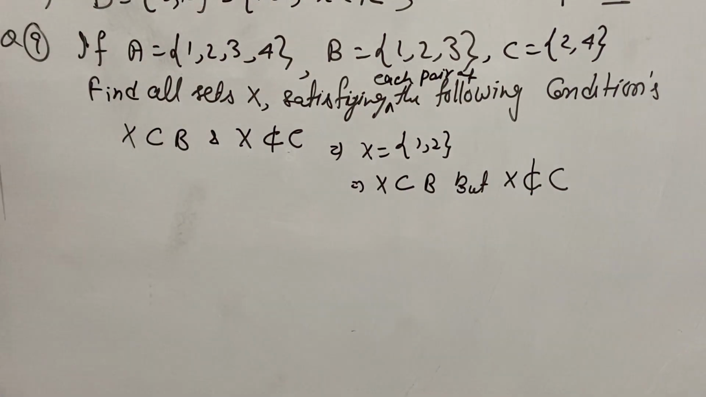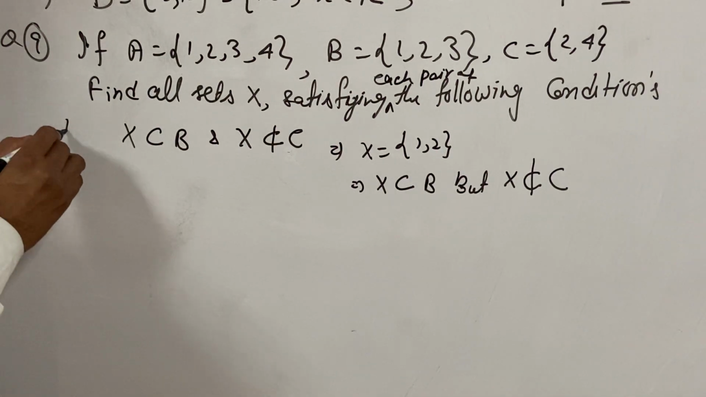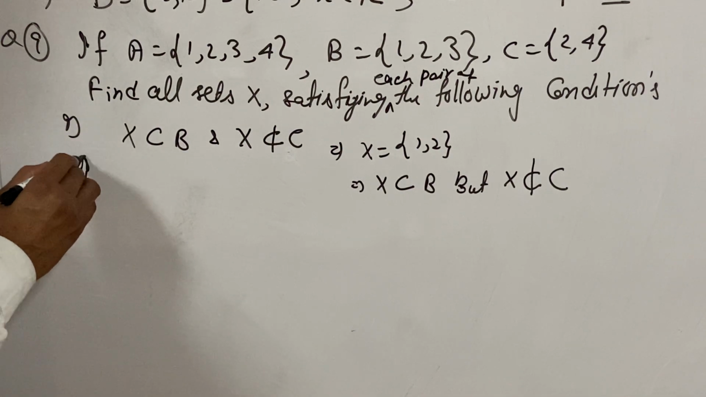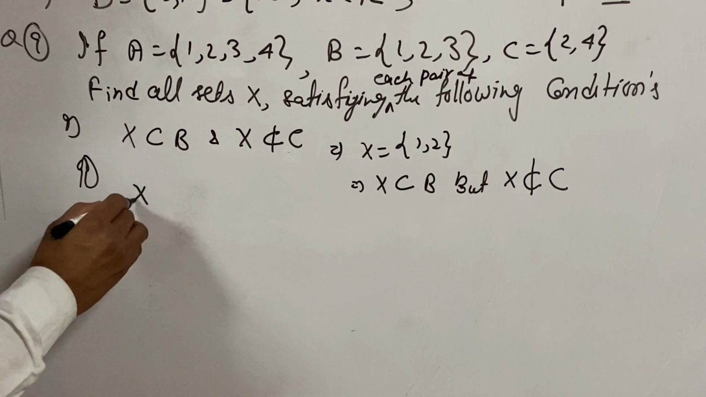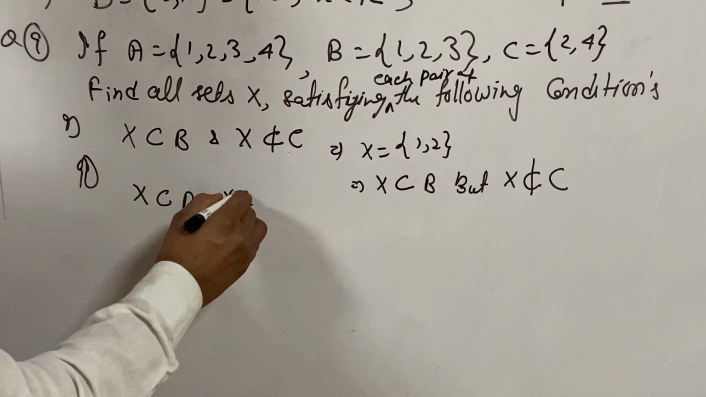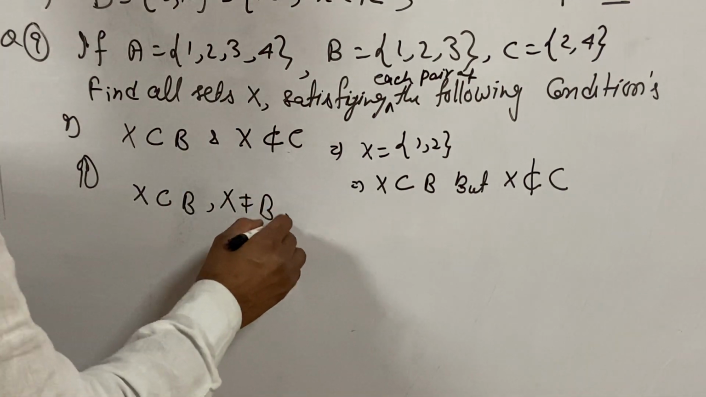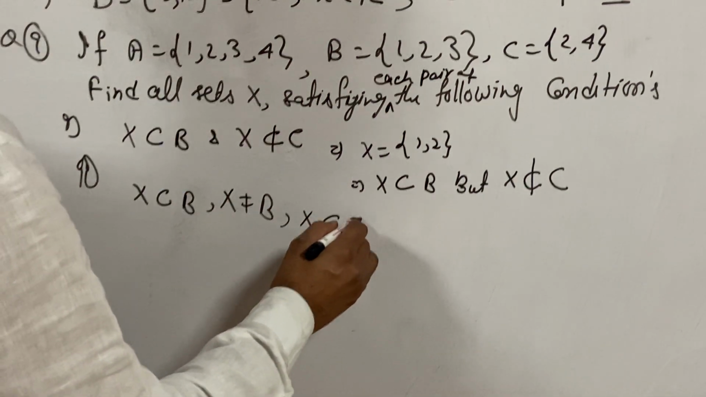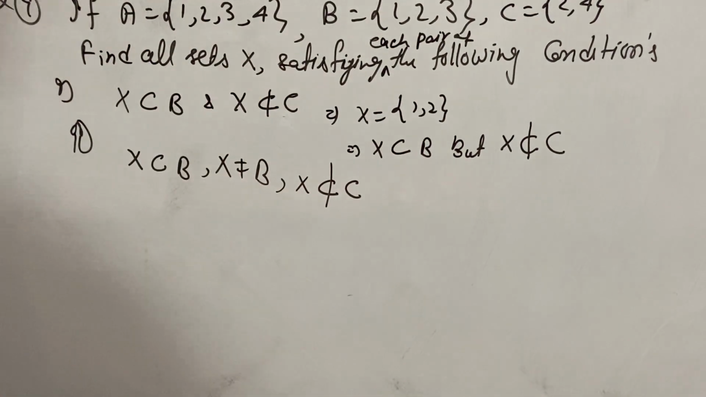Second point, X is a proper subset of B, not equal to B, and not a proper subset of C. That is done. This was the first part. Second part, X is a proper subset of B, X is not equal to B, and X is a proper subset of A, not a proper subset of C.